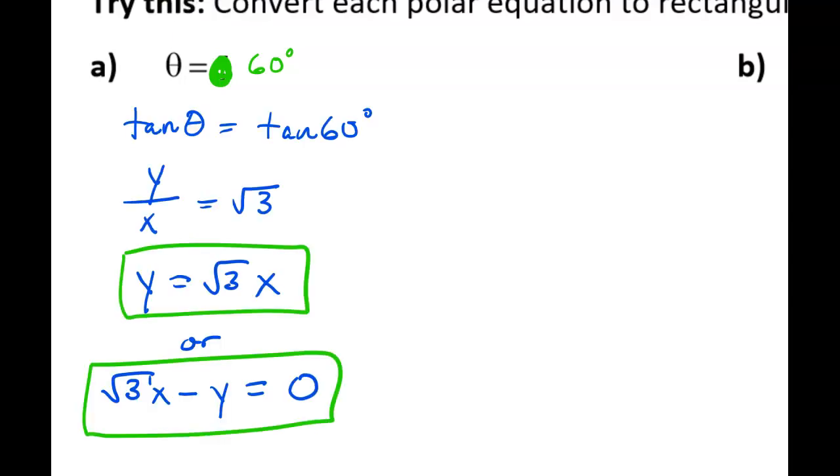All right, for this one, you may remember when you have theta equals, the easiest way to convert is to take the tangent of both sides. Tangent of theta is y over x, and the value of the tangent of 60 can be found: it's the square root of 3. And that gives you two possible ways to write this, y equals mx plus b form, or if you like, standard form.